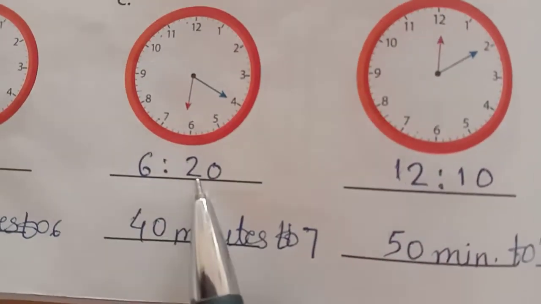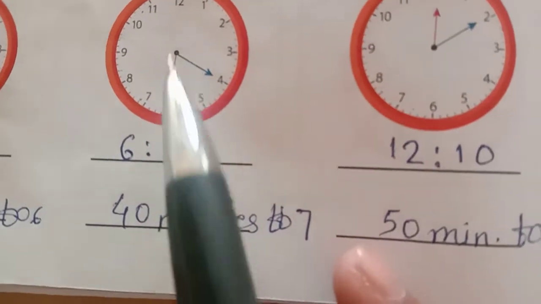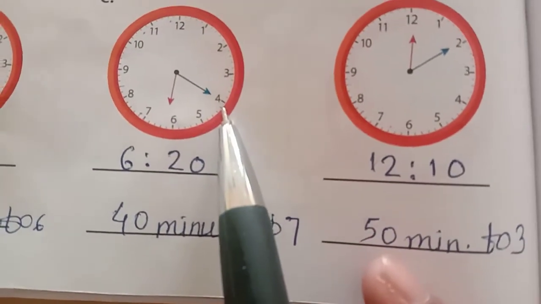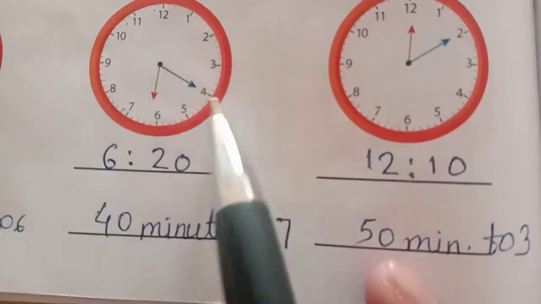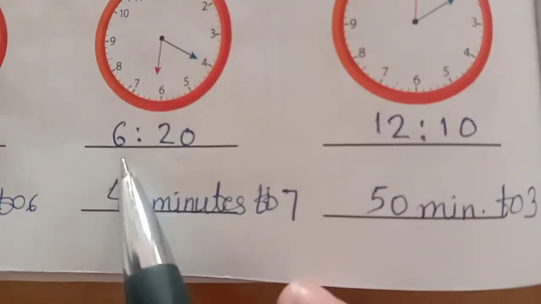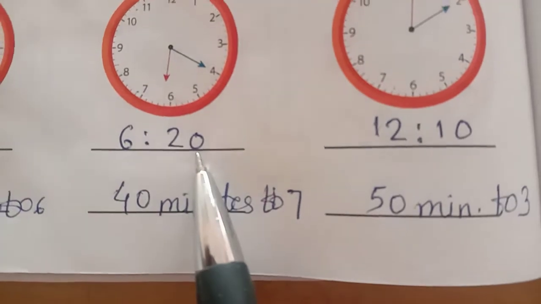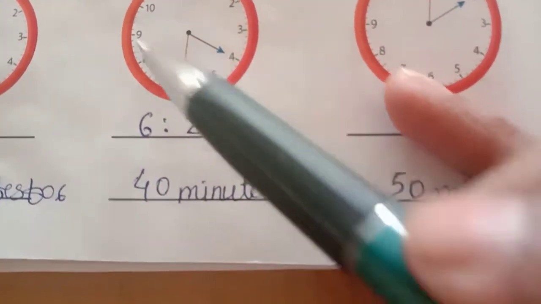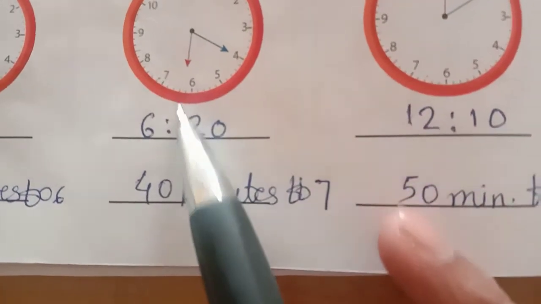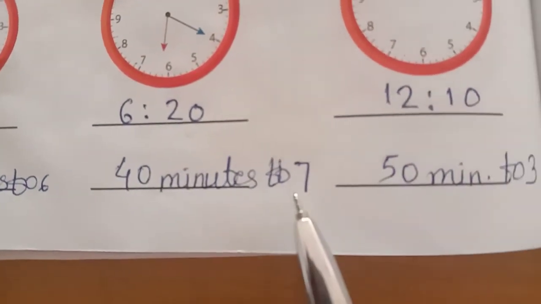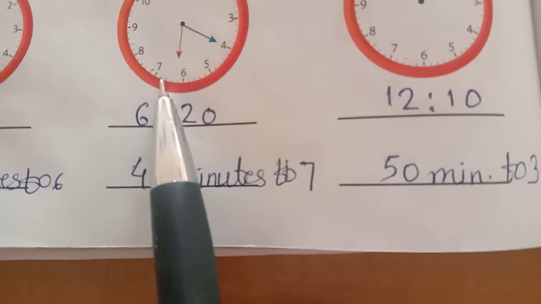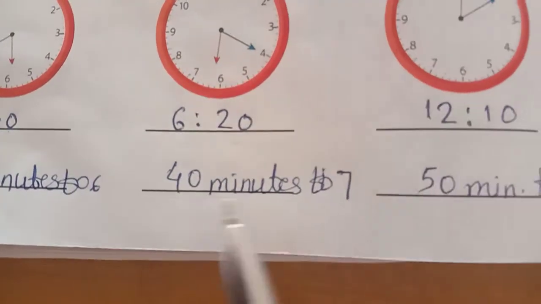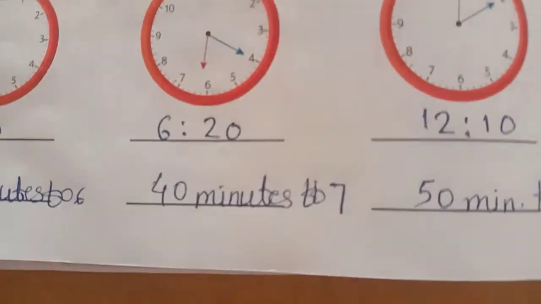Here 6:20. See, the hour hand is in between 6 and 7, and the minute hand is on 4. So 4 multiplied by 5, that is 20, and here 6. So 6:20. Okay. And how many left? That is 40 minutes left. So 40 minutes to 7. So write down that next number. Here 40 minutes to 7.